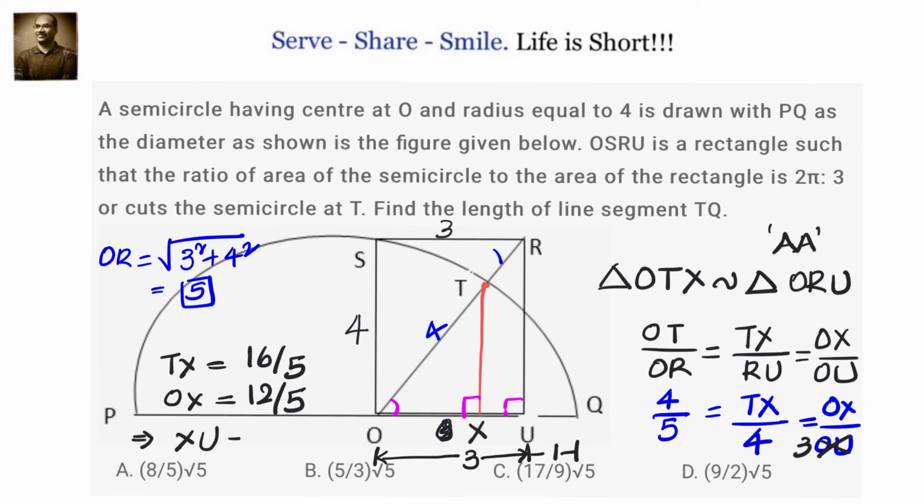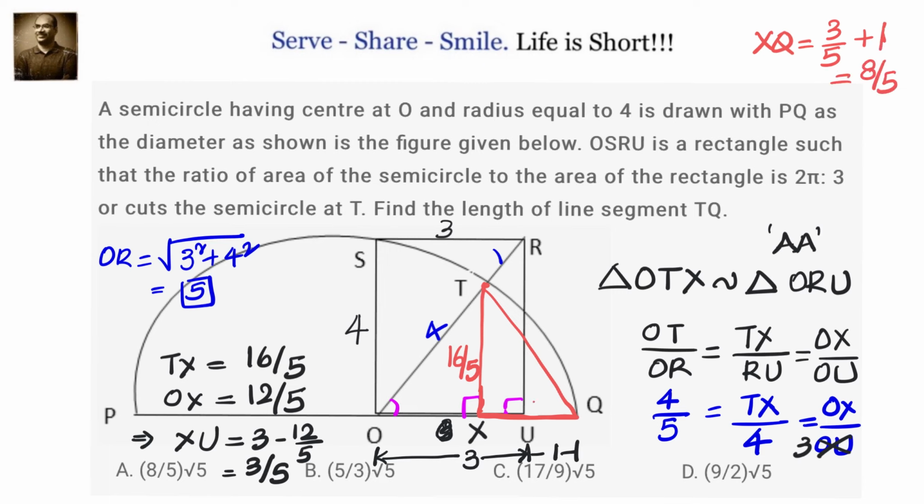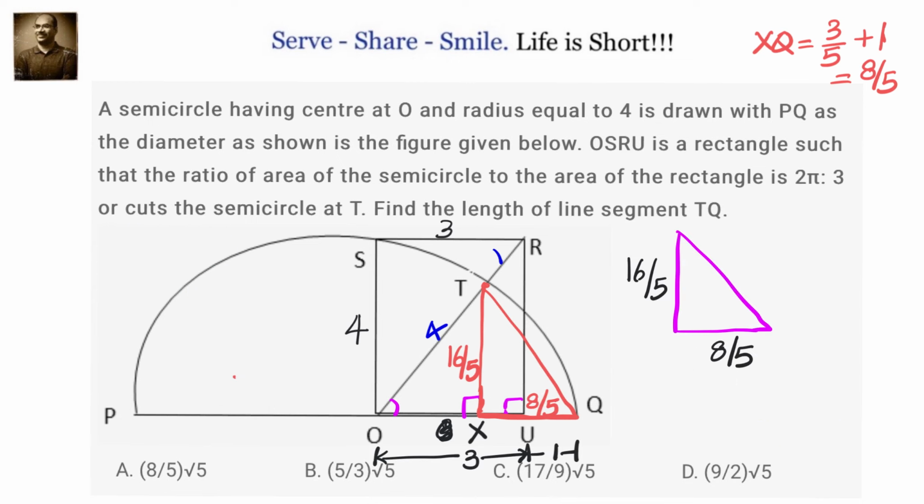If OX equals 12 by 5, then we can calculate XU. XU is OU minus OX, which is 3 minus 12 by 5, which equals 3 by 5. If I know that XU is 3 by 5, what I need is XQ. So I can add UQ, which is 1 unit. So XQ equals XU plus UQ, that is 3 by 5 plus 1, which is 8 by 5. Now we have all the sides of the right triangle ready. We have TX 16 by 5 and XQ 8 by 5. We just have to calculate the hypotenuse TQ now.